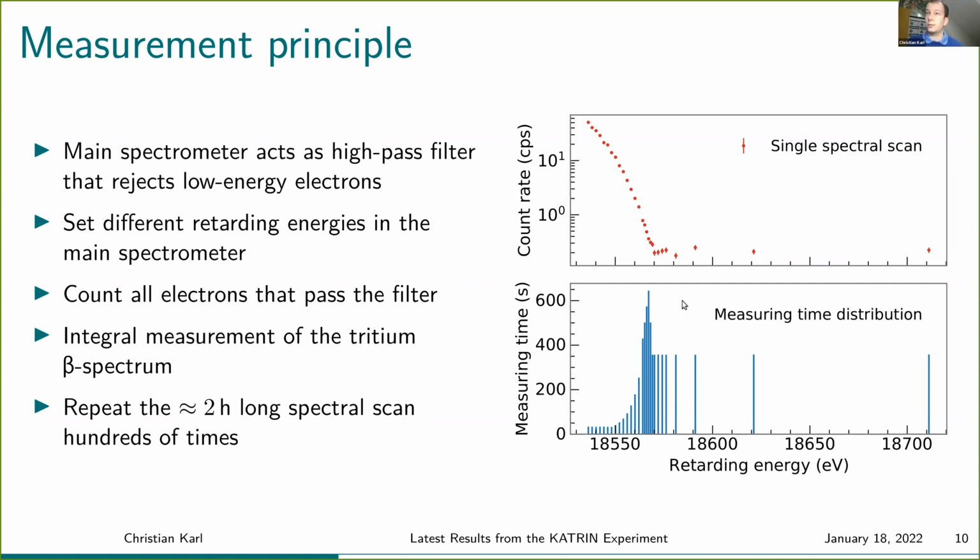And you can also see that we spend a different fraction of our measurement time at different points. So of course we want to maximize our measuring time where the neutrino mass mostly impacts our spectrum. We also have to spend a lot of time in the background because the count rate is rather low compared to the highest energies where the count rate is very high, so we don't have to spend as much time. Typically, these spectral scans take about 2 or 3 hours, and then we'll repeat them hundreds of times for a measurement campaign, and in the end, combine the data.